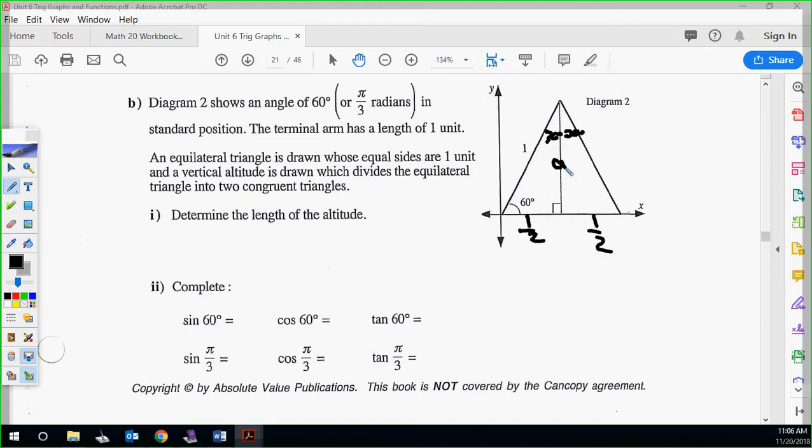Okay, it just tells you it's an equilateral triangle, right? So that means it's 1 all the way around. 1, 1, 1. I just explained that since those are 30s, these are equal. So half of 1 is a half. The whole thing's 1. Does that make sense?